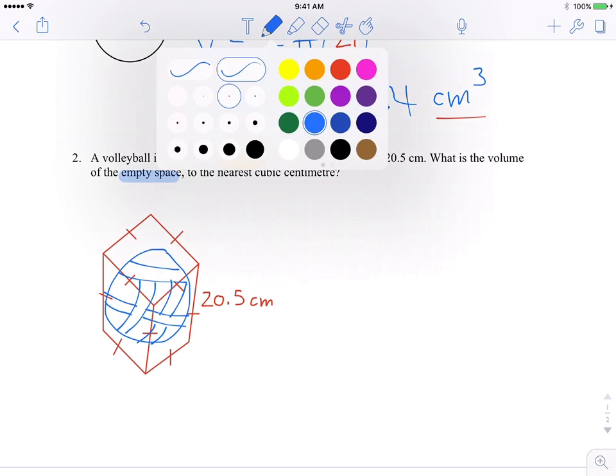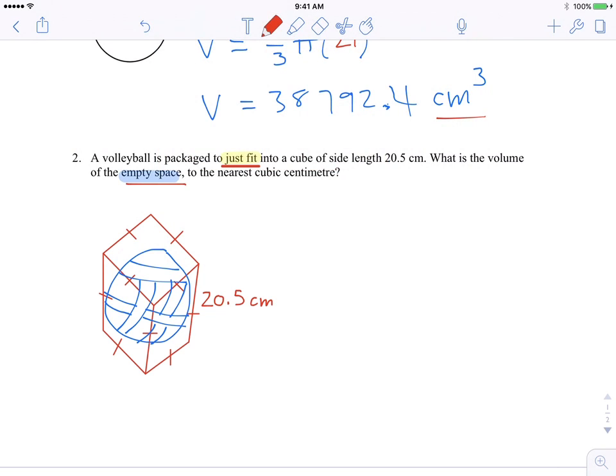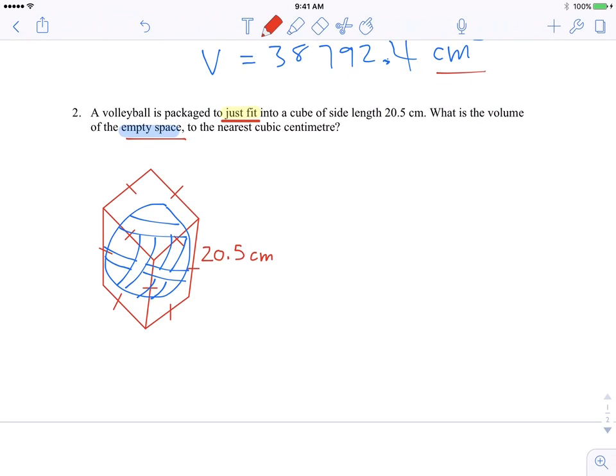Okay, so we only want the empty space. You have the volume of the cube. I gave you a bit of a visual here. My volleyball drawing skills aren't the greatest, but nevertheless, you have a cube. A volleyball just fits in there, and you are going to find out the volume of the empty space to the nearest cubic centimeter.